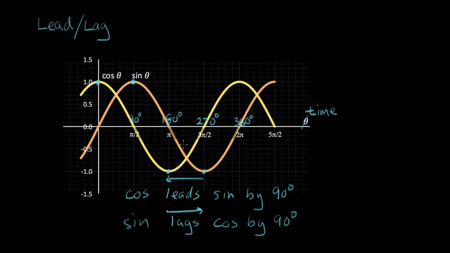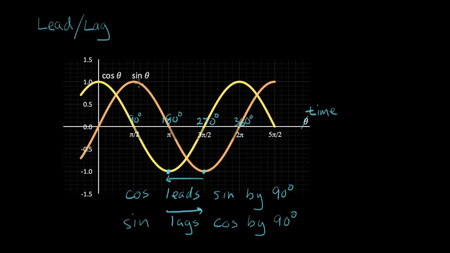Now these terms apply, this idea of a delay, only when these frequencies are the same. If the frequencies are different, the relationship between the two waveforms changes all the time. So we use the words lead and lag when we know that the two signals we are talking about are exactly the same frequency.